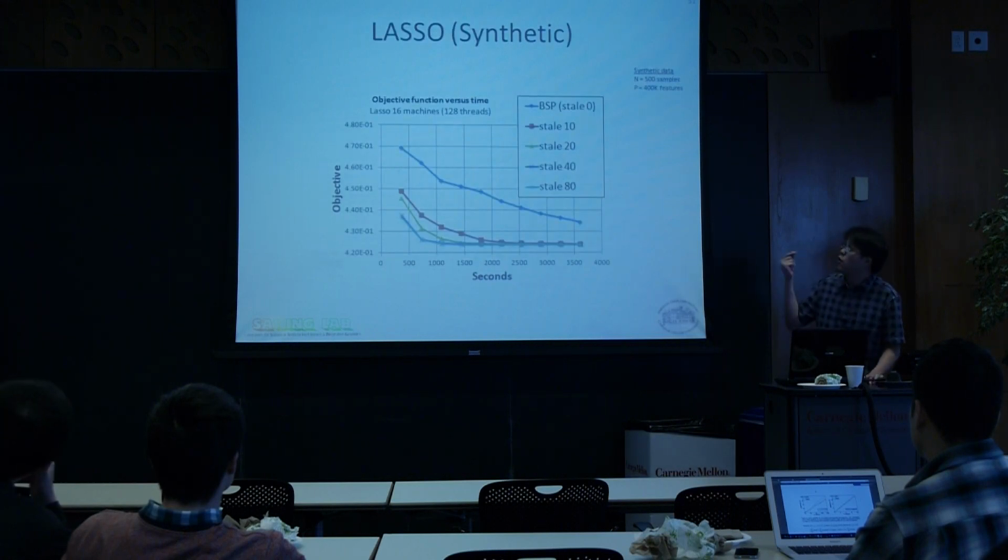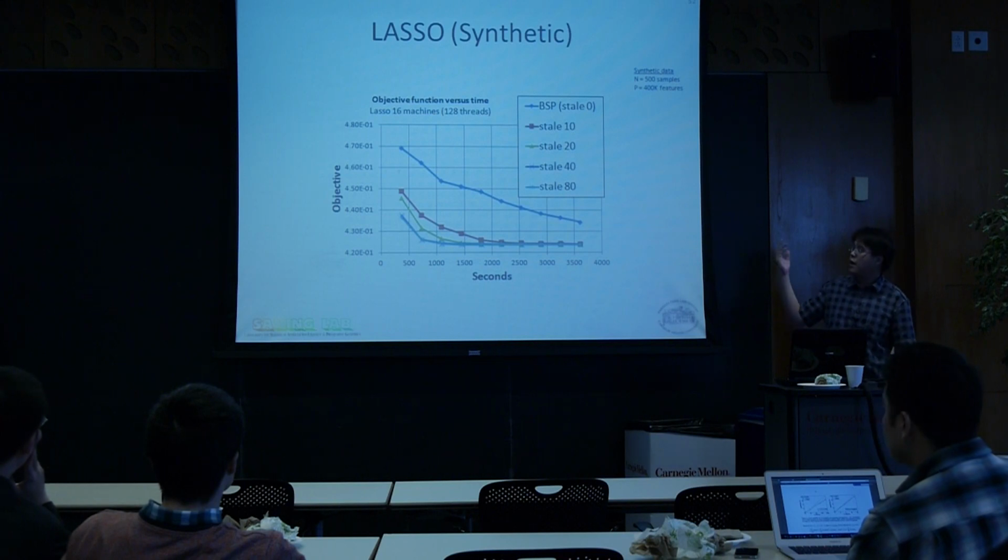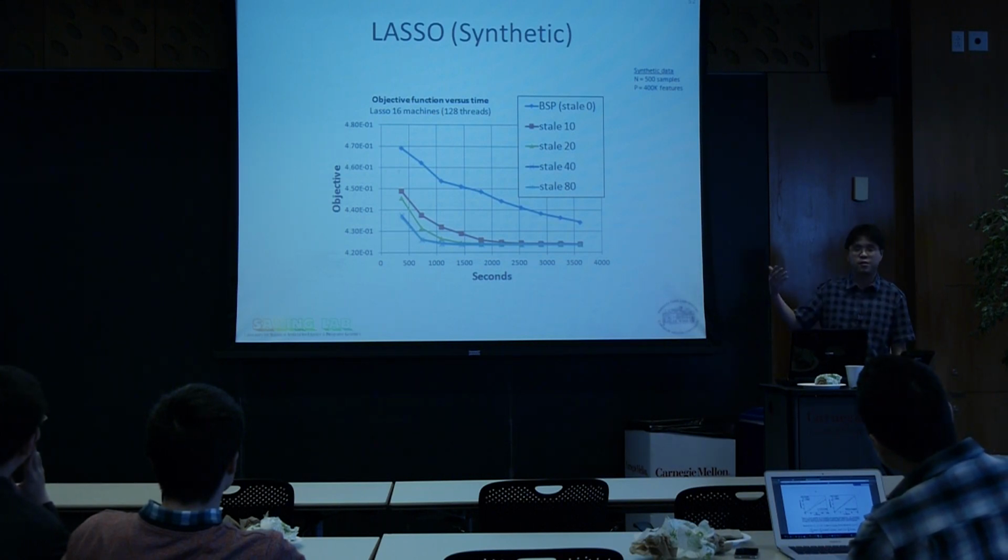Here's the slide for the LASSO algorithm. Again, what we show is that if you have some amount of staleness, you can converge faster than operating in bulk synchronous parallel mode. Again, I don't show an async curve because it diverges in this case.